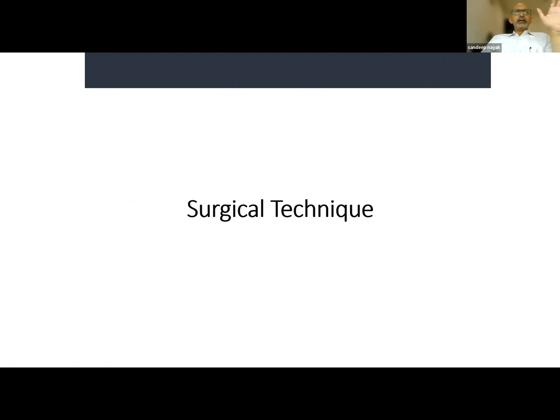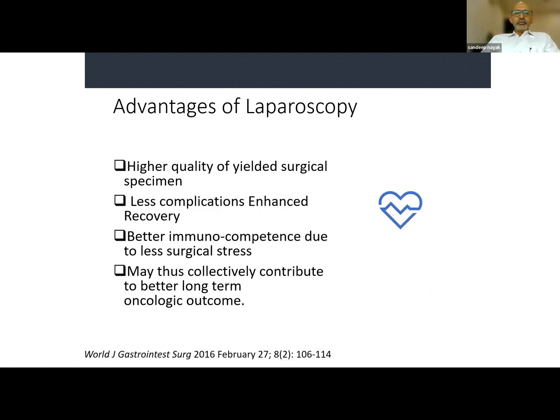Now, coming to the surgical technique, of course, we spoke about the advantages of laparoscopic approaches. People who perform minimally invasive surgery would vouch for a laparoscopic or robotic approach, or the people who do open would opt for open approaches. But definitely, as far as laparoscopy is concerned, it is known to yield a higher quality of surgical specimen, fewer complications, and enhanced recovery.